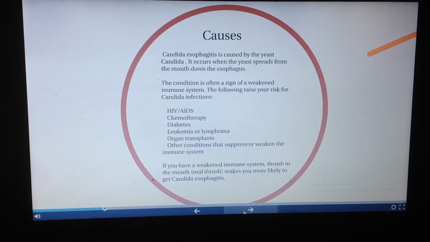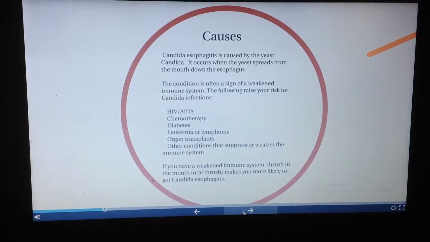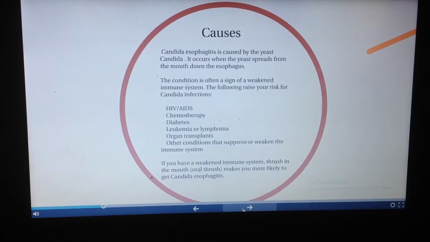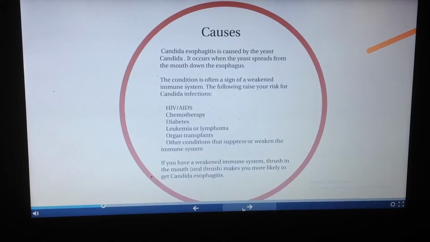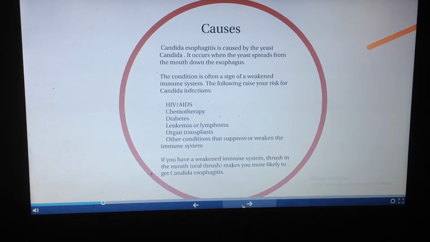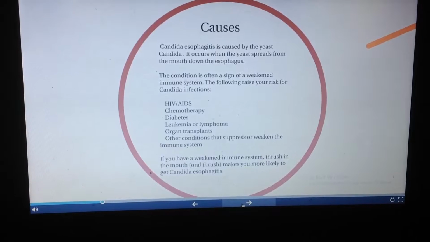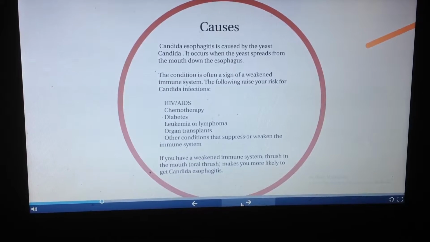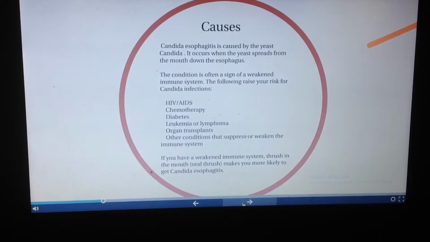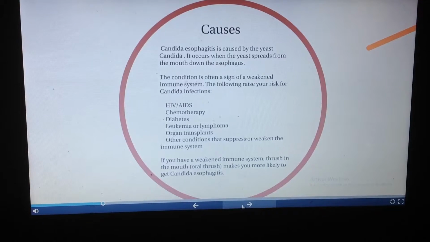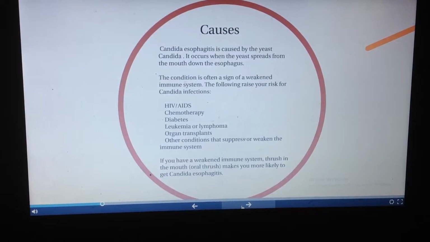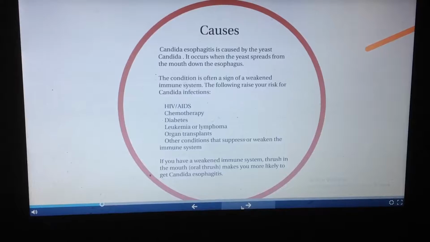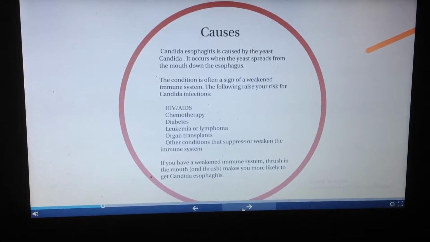The following raise your risk for Candida infections: HIV, AIDS, chemotherapy, diabetes, leukemia or lymphoma, organ transplants, and other conditions that suppress or weaken the immune system. If you have a weakened immune system, thrush in the mouth, oral thrush, makes you more likely to get Candida esophagitis.